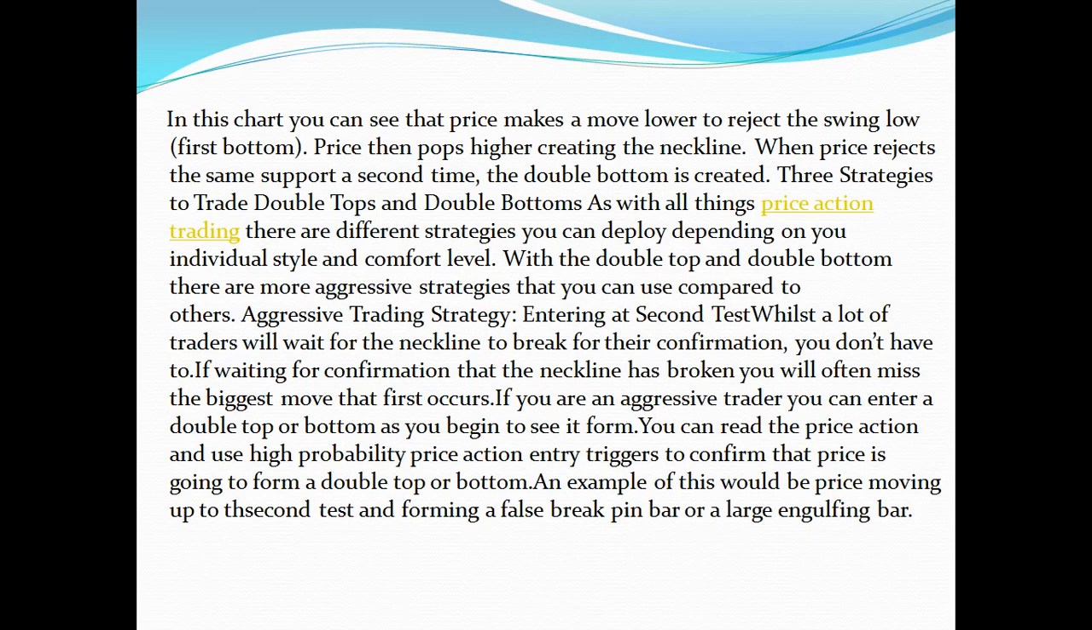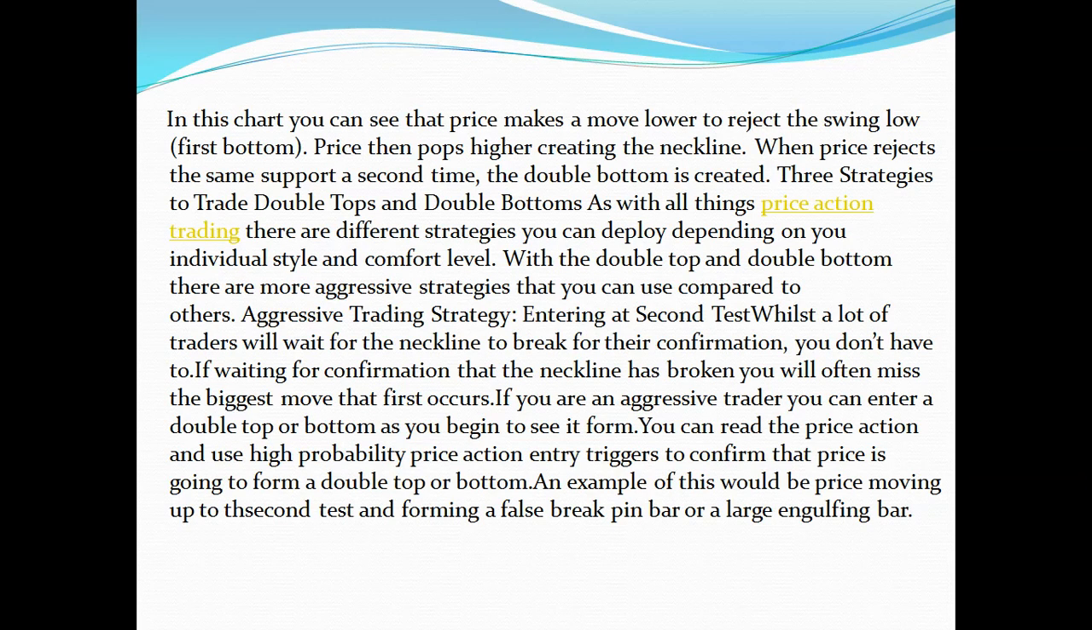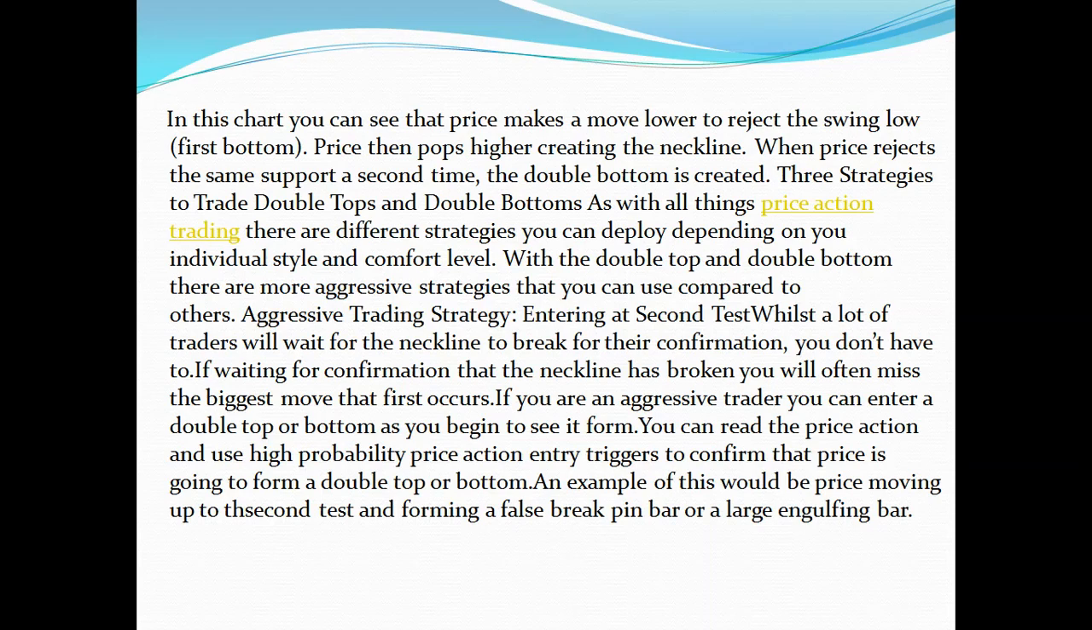In this chart you can see the price makes a move lower to reject the swing low, the first bottom, and the price pops higher creating the neckline. When the price rejects the same support a second time, a double bottom is created. You see this is the second time price takes support, then the double bottom is created.